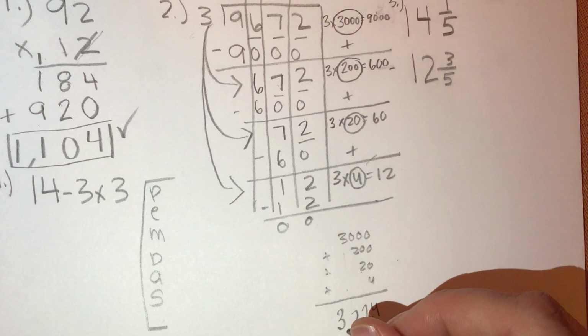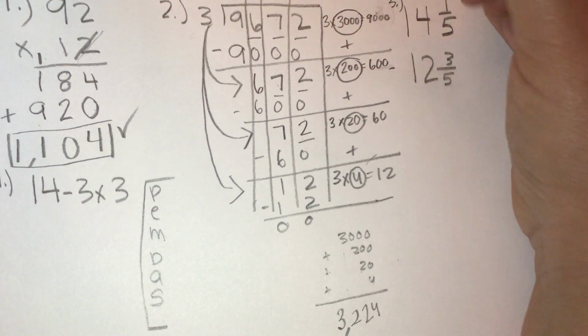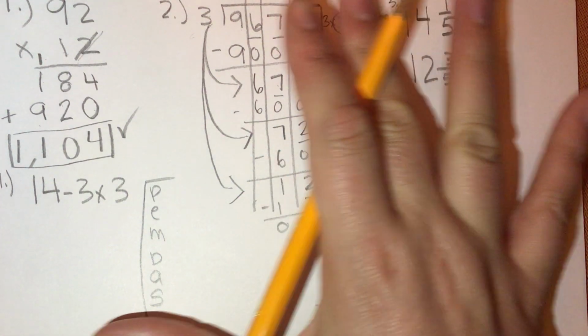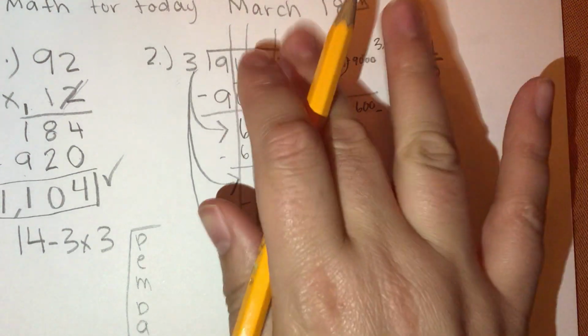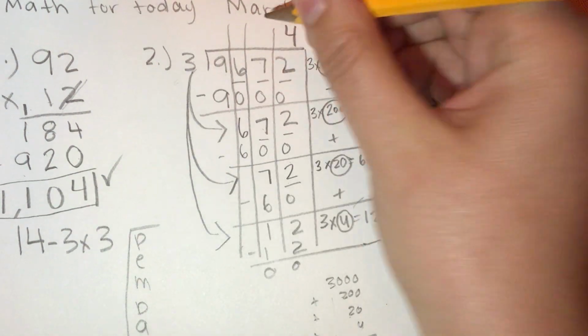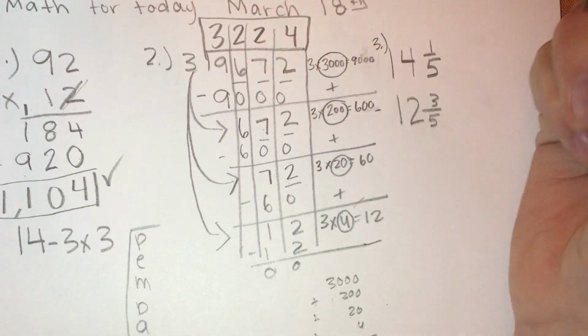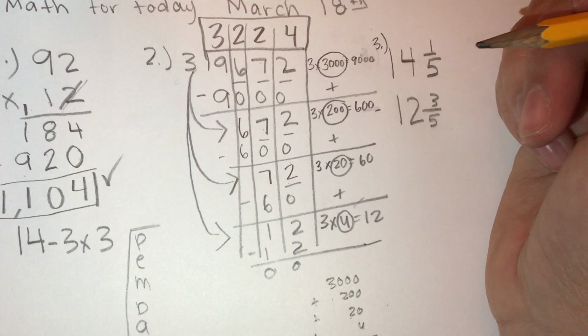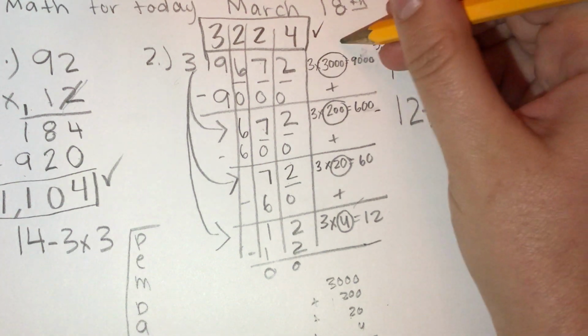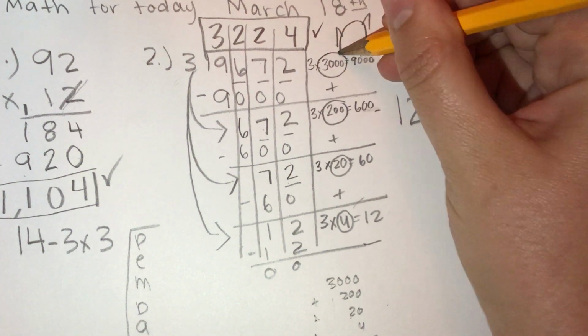So I get 3,224. I'm going to write it from right to left in my boxes up here. 4, 2, 2, 3, with no remainder. If you got 3,224, you got it right. Yay.